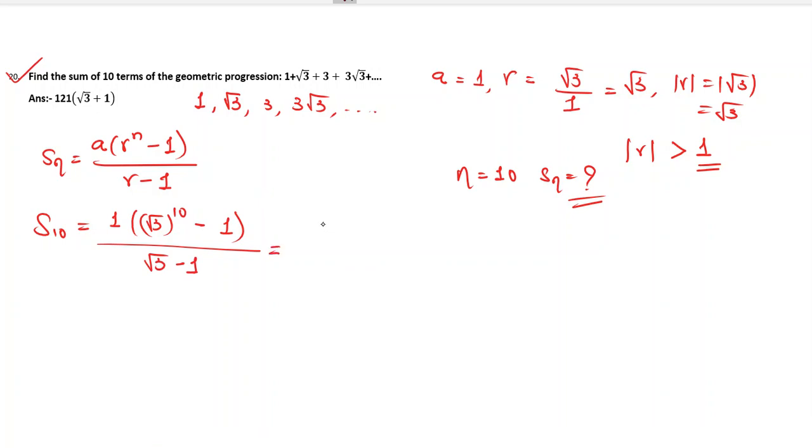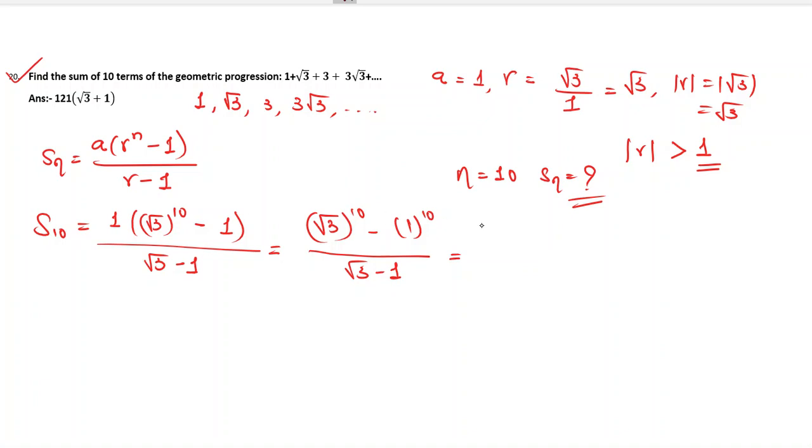In the numerator, I can write it as root 3 raised to 10 minus 1 raised to 10. Why am I writing like this? I'm writing like this because 1 or 1 raised to 10 will give you the same answer, that is 1. The whole upon root 3 minus 1. Okay, how can I further simplify this?